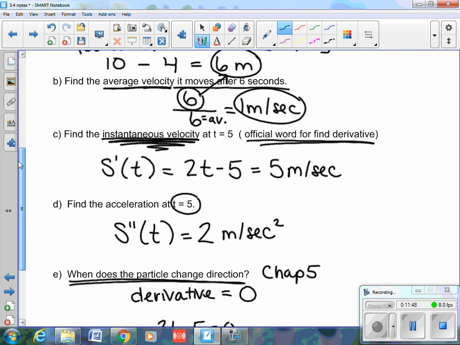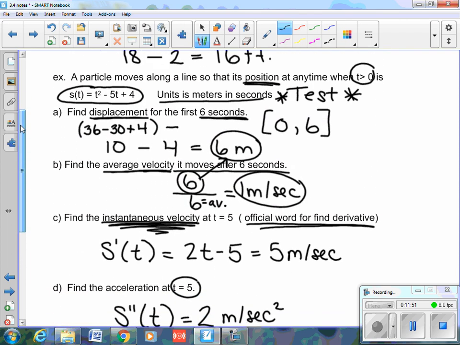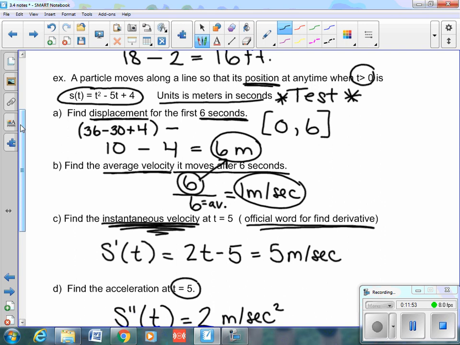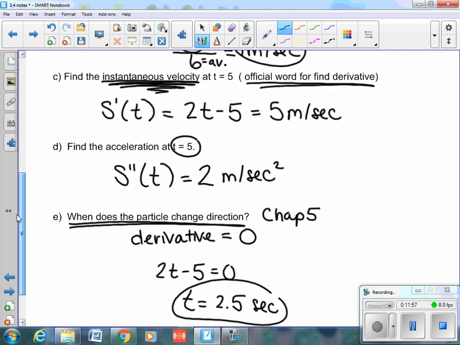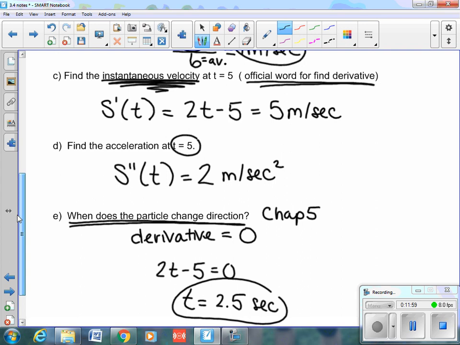Okay, again, this will be on the test. It'll ask you to do the A, the B, the C, the D, the E. You have to know how to do all 5 parts. And it's a lot of points on the test, so make sure you understand.